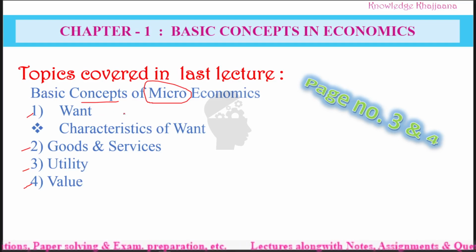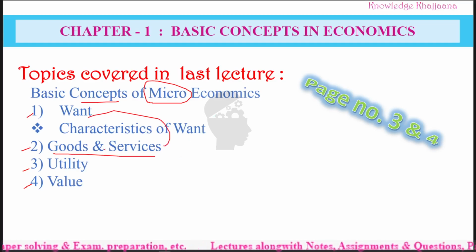Everybody has wants. There are many wants for a single person, right? Then what is used to fulfill the wants? That is goods and services. Goods and services fulfill the want. But how do they fulfill the want? Which characteristics, which value is hidden in goods and services that makes them fulfill the want?